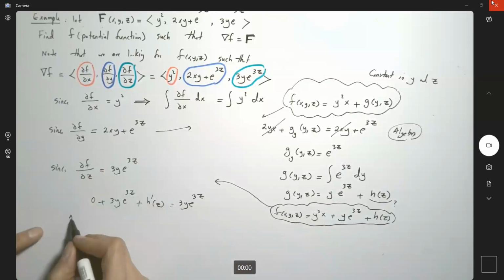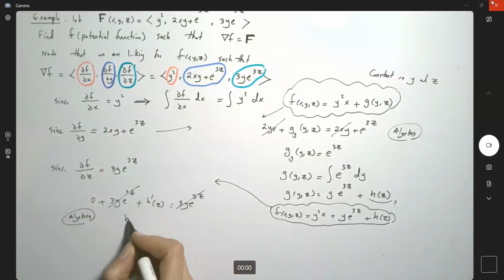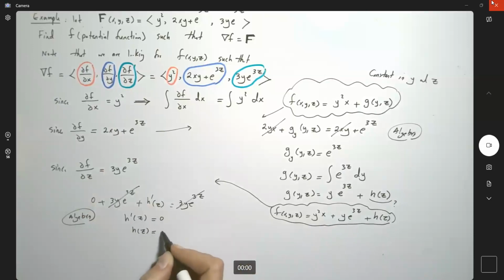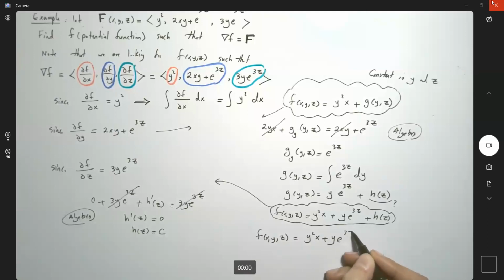So now it's just pure algebra. You can cancel out the term on the left and on the right. So h prime of z is equal to 0, so h of z is basically a constant like c. Now just return this back to the function and simplify if you can. f of x, y, z is equal to y squared x plus y e to 3z plus c. This is my potential function.